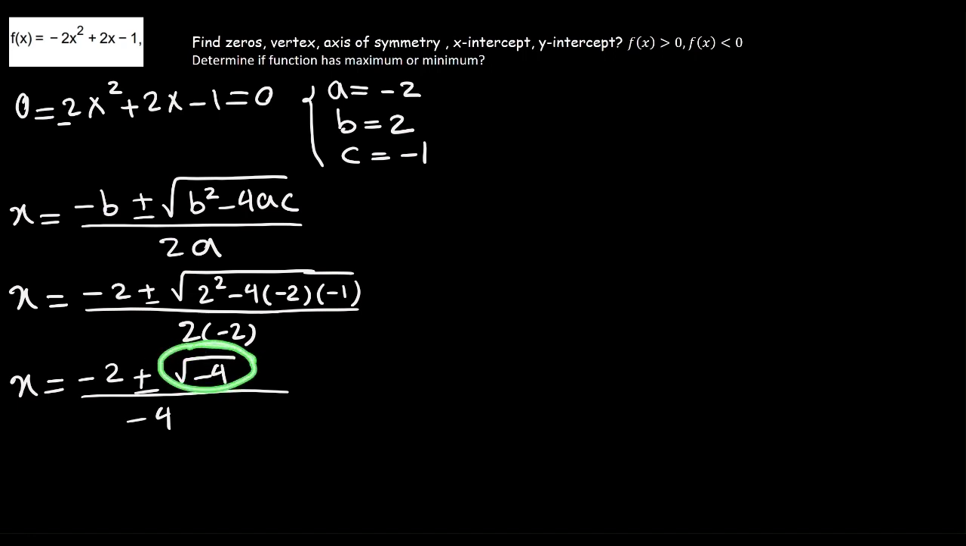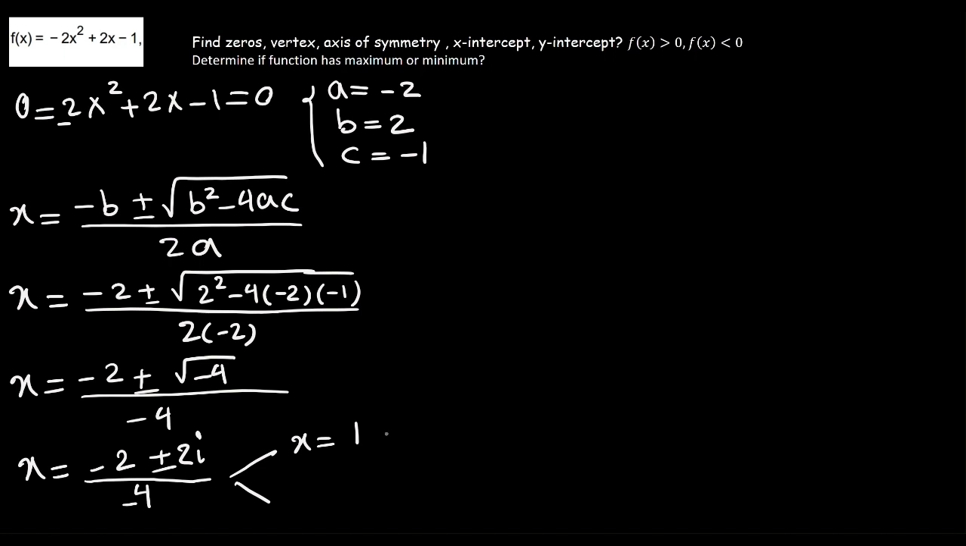It means that there is no real zero for this quadratic equation. There is a complex zero. And I can write it as i square root of 4, and the square root of 4 is 2. So we can write it as 2i over negative 4. We can divide numerator and denominator by negative 2. Then x is 1 half minus i half, or 1 half plus i half. As you see, it is a complex zero. It's not a real zero.